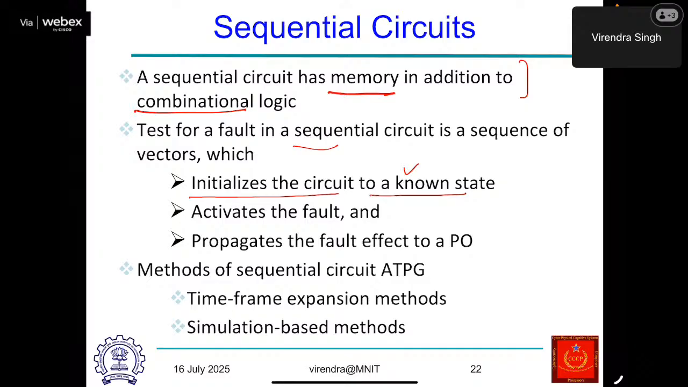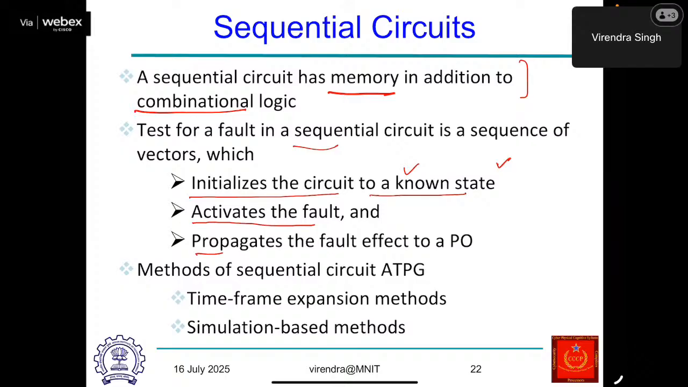So therefore, say for example, if I say that any memory element, or all elements, are resettable, in that case, in the beginning, I can always make that content equal to 0, right? So first I have to initialize the circuit into the known state, and then after that we have to activate the fault. Once the fault is activated, you have to propagate that fault, or fault effect, to one of the primary outputs.